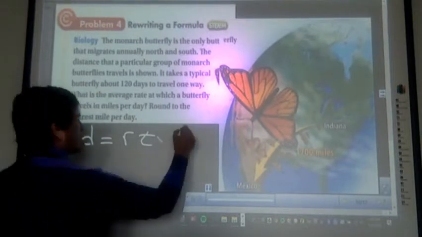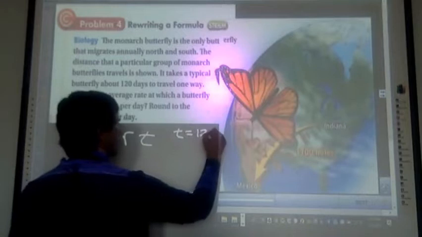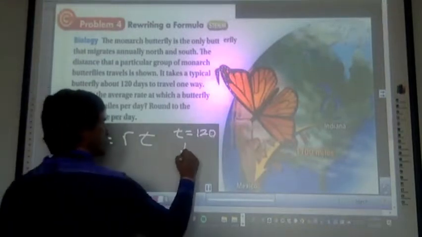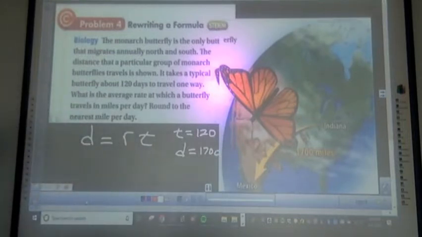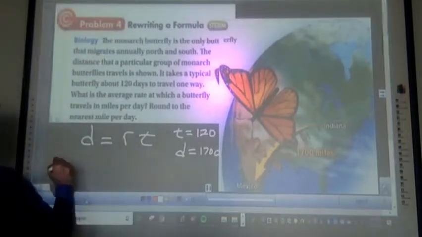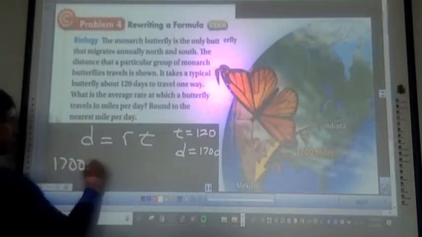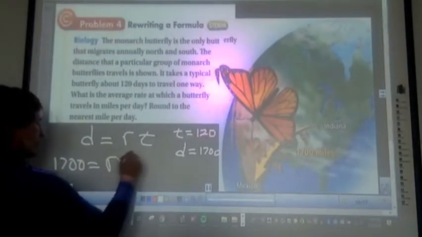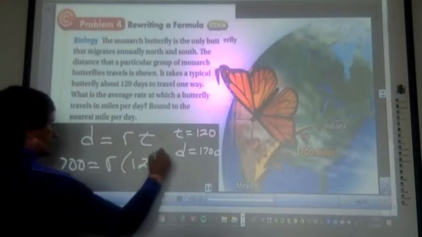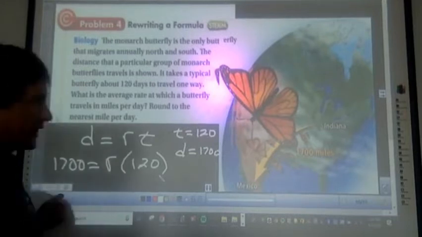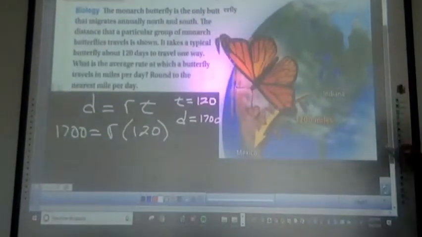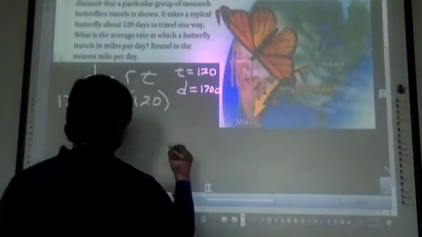So 120 days, so time is 120, and then the distance is 1,700, and we can just plug in and solve for the rate. So distance, 1,700, rate, we don't know, time we do. And then the last step here, just going to divide both sides by 120.